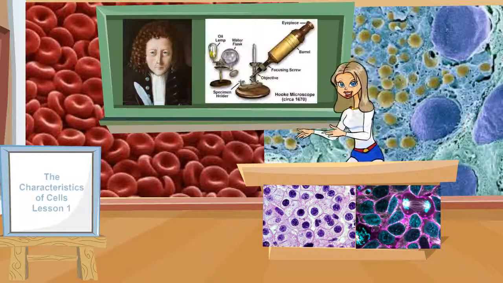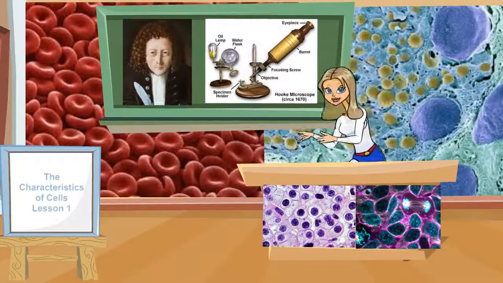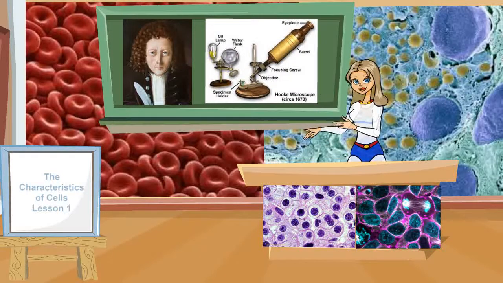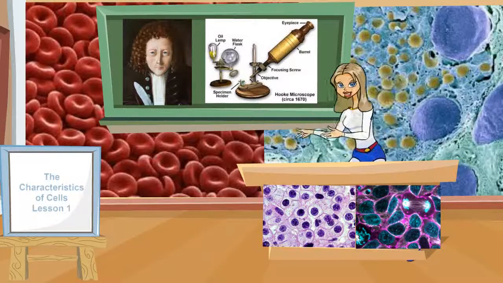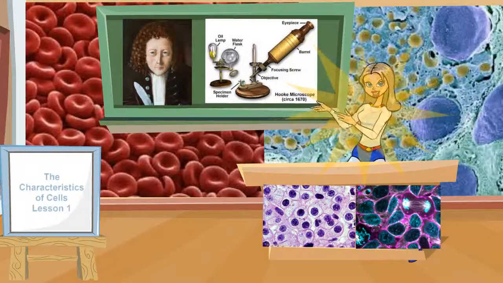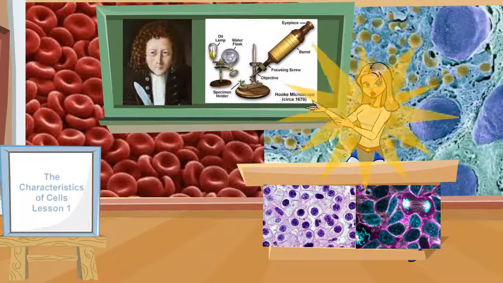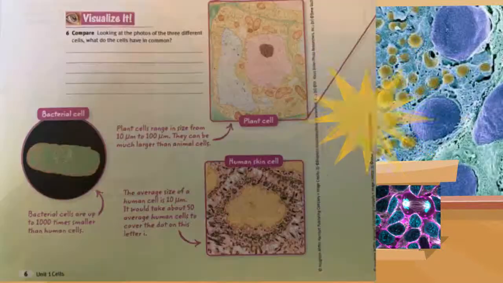Robert Hooke was the first person to describe cells. In 1665, he built a microscope to look at tiny objects. One day, he looked at a thin slice of cork from the bark of a cork tree. The cork looked as if it was made of little boxes. Hooke named these boxes cells, which means tiny rooms in Latin.